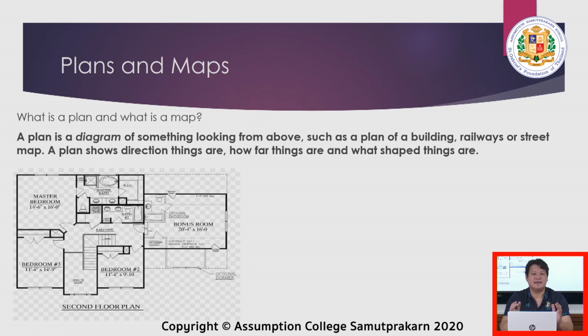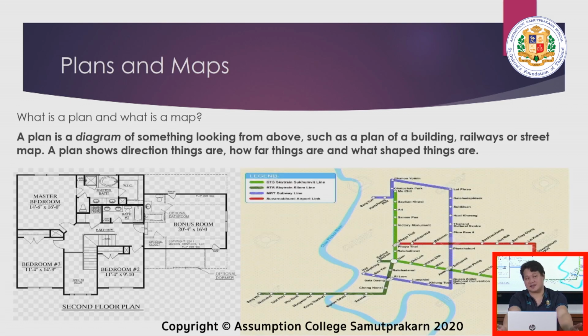It is more detailed. Like in this second floor plan of a building or a house, you would know what the bedroom looks like. The bedroom would be a 14 by 16 space. The shape is square. Compared to the bonus room, the bonus room is bigger. So you will know more detail. There you can see some windows and doors. Other plans are like this. This is a railway plan.